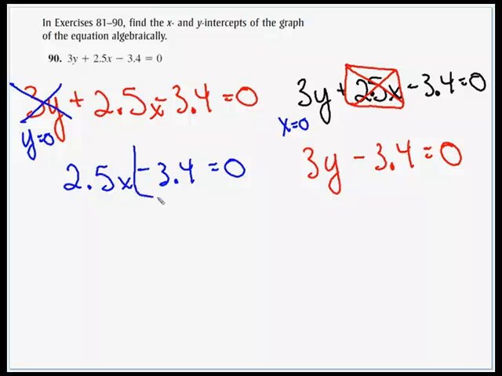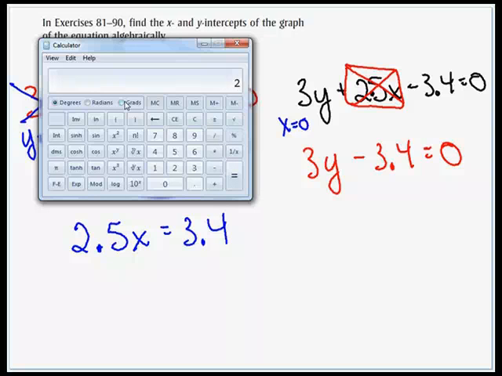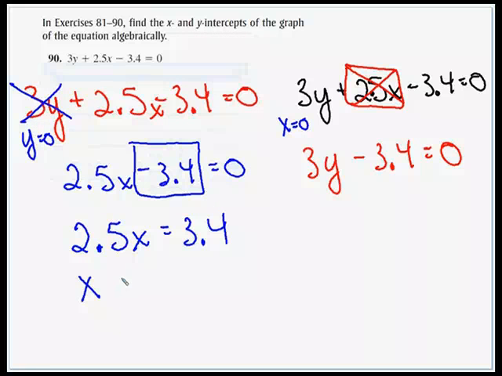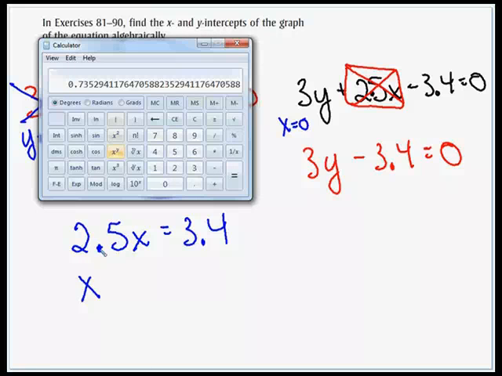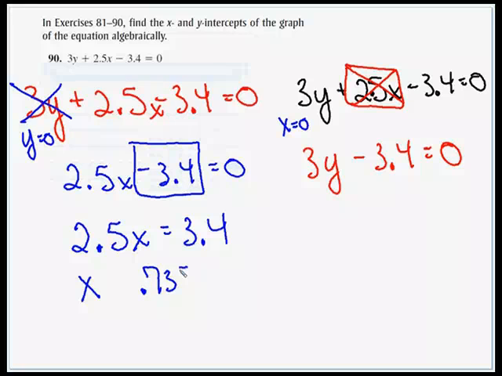So for this, I would add 3.4 to each side, and I would have 2.5x equals 3.4. And then I would divide 3.4 by 2.5, which is 1.36. So x equals 1.36.